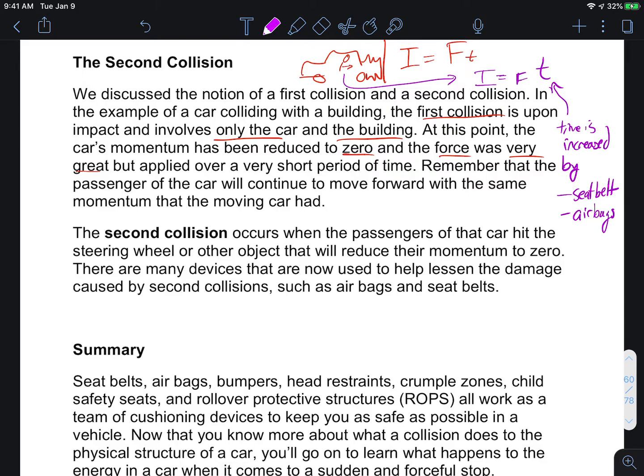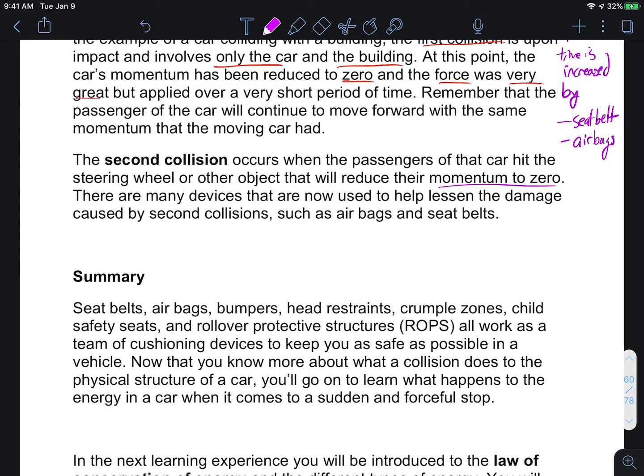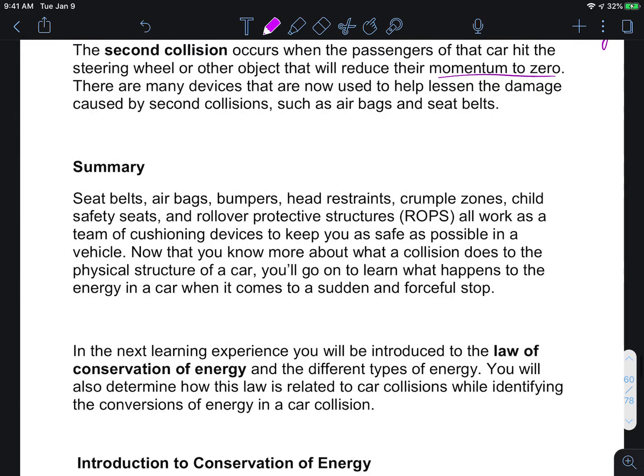So the second collision occurs when the passenger of the car hits the steering wheel or other objects that will reduce the momentum to zero. There are many devices that are now used to help lessen the damage caused by second collisions, such as airbags and seatbelts. And I will try to post some videos about the airbags and seatbelts and the forces that are effective from those. Seatbelts, airbags, bumpers, head restraints, crumple zones on cars, child safety seats, and rollover protective structures all work as a team of cushioning devices to keep you as safe as possible in a vehicle.